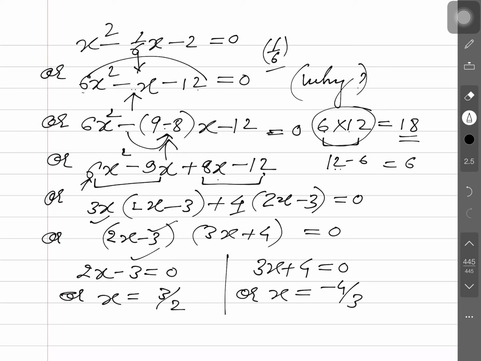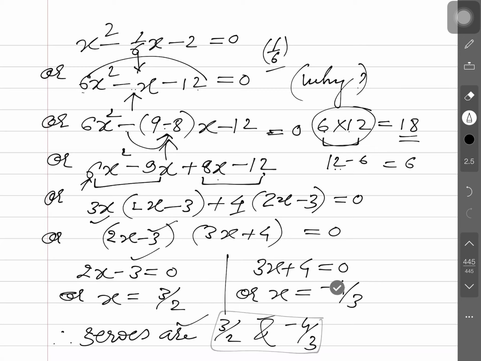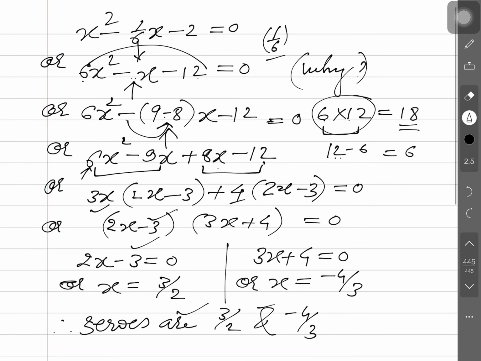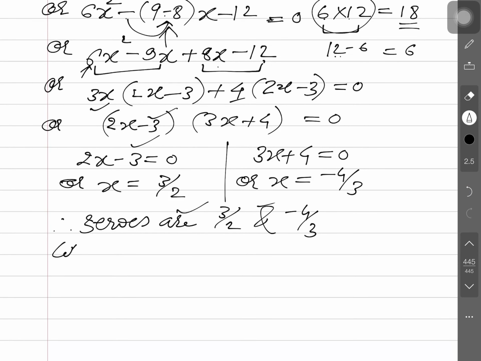Just you may see this. One more step to be brought here. The 2 zeros are coming here. Therefore, the zeros are 3 by 2 and minus 4 by 3. You can suppose these 2 zeros as alpha and beta. This you have studied in the 9th class. Is that clear? Let alpha be equal to 3 by 2 and beta be equal to minus 4 by 3. It's not necessary that alpha will be 3 by 2 and beta will be minus; it's simply symbolization.